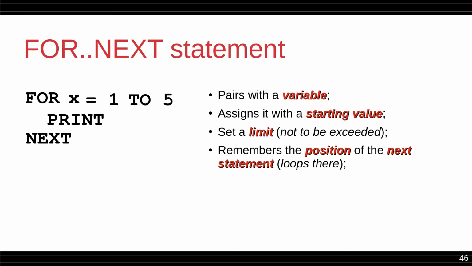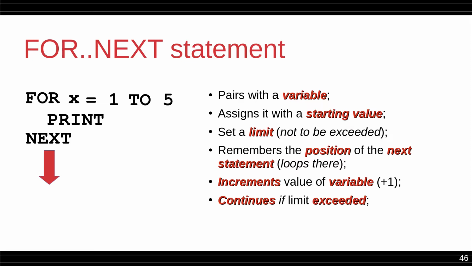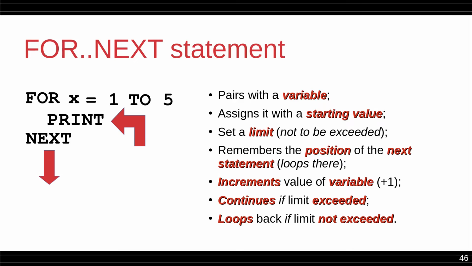The next keyword will do 2 things. First, it will increment the variable by 1. Second, it will check if the limit has been exceeded. If it has, it will simply continue to the next statement. If it hasn't, it will resume execution after the for statement.